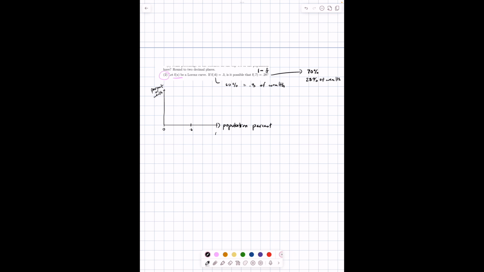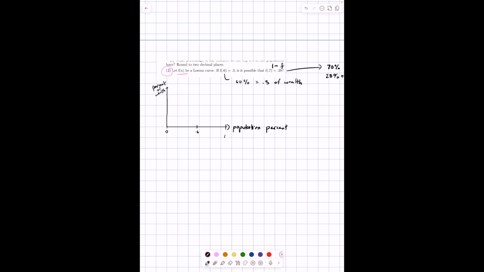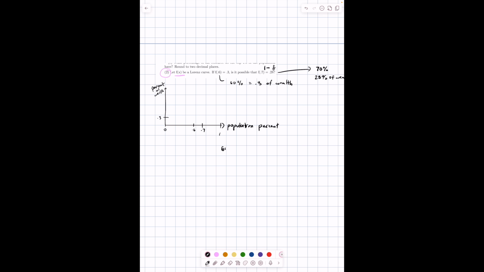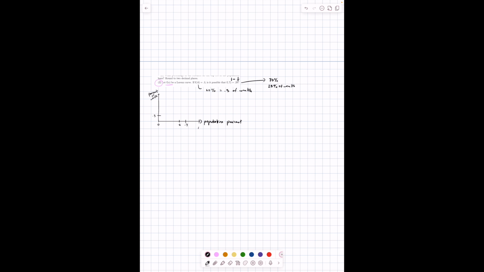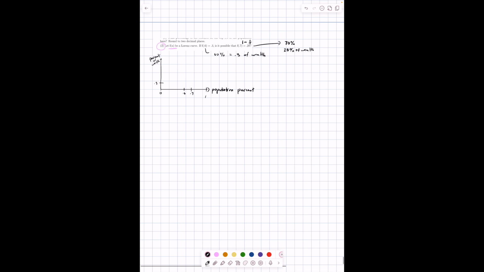Well, this is definitely not possible, because we need to think about the Lorenz curve as always increasing. If you have a 0.6 population percentage, that corresponds to 0.3. And then when you have 0.7, it's going down actually. That doesn't make sense, because it's saying that 60% of the population has 30% of the wealth, but once you get to 70%, it goes down to 28% of the wealth. It doesn't really make sense. And so this is not possible.